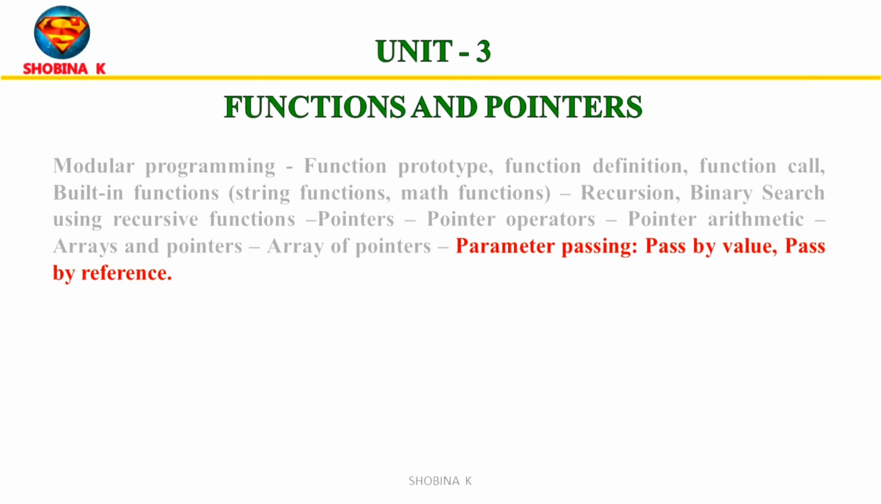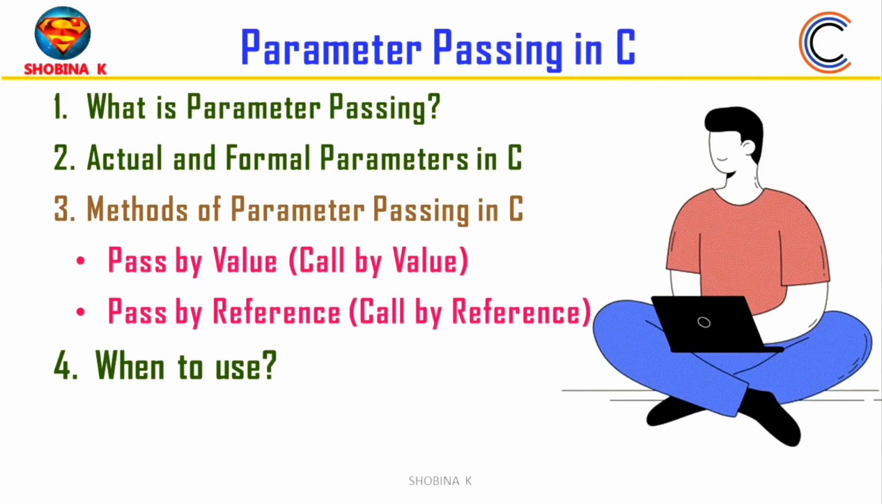Today we will delve into one of the fundamental concepts of C programming, which is parameter passing. First, what is parameter passing in C? And next, the distinction between actual and formal parameters. Moving further, we will understand the two primary methods of parameter passing, which are pass by value and pass by reference. And finally, we will discuss when to use pass by value and pass by reference in programs. Without further ado, let's get started.